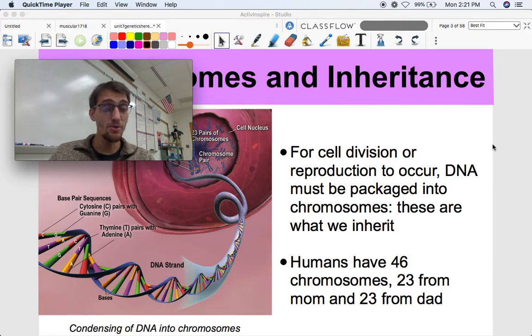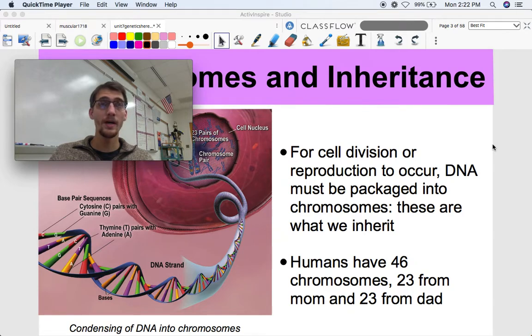And really, how do you get those genes? What transaction is occurring between your parents and you and your kids that you might eventually have someday? It's really passing down the chromosomes. Each one of your cells has 46 chromosomes. 23 of them you got from mom. 23 of them you got from dad.